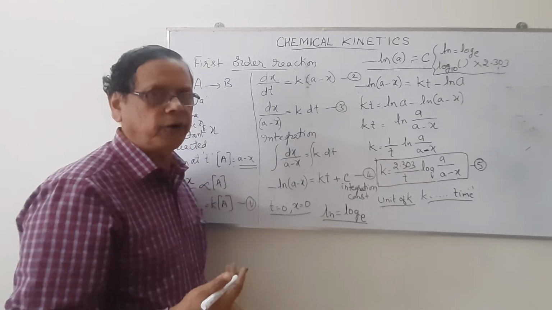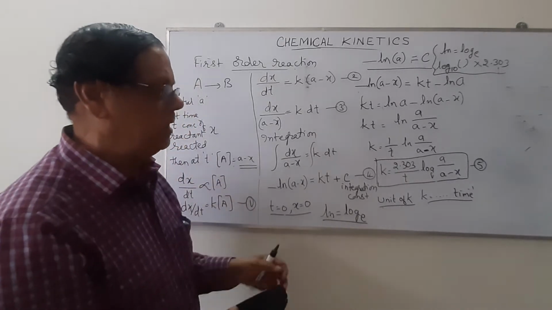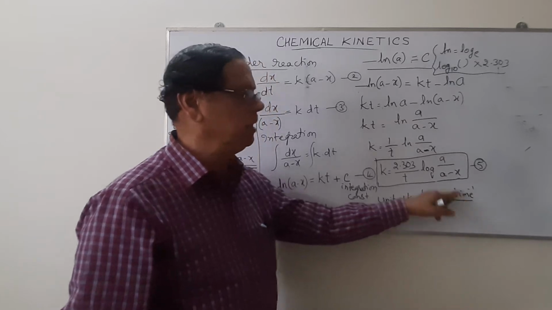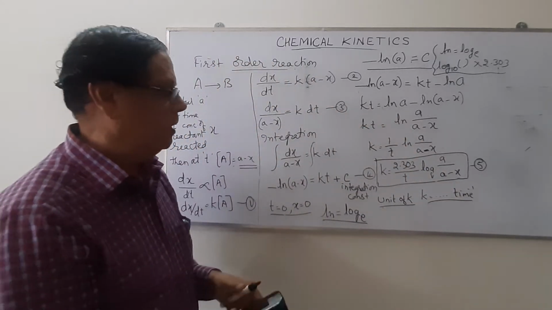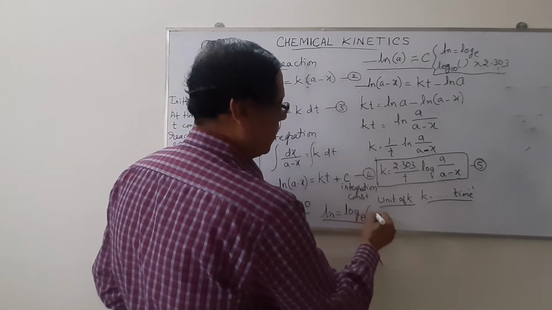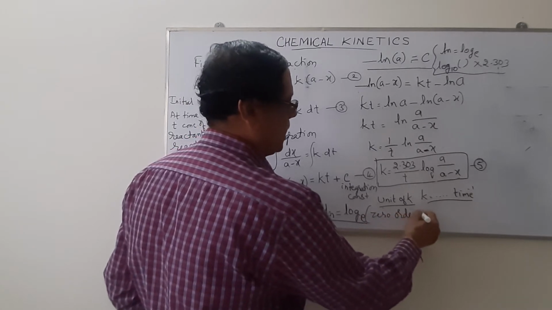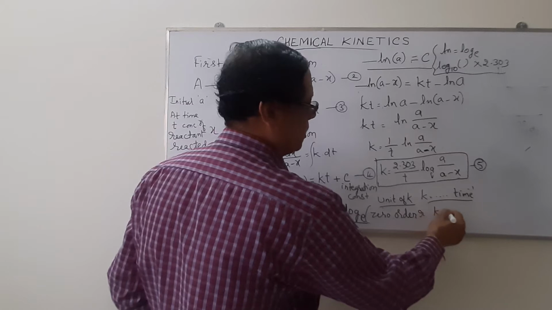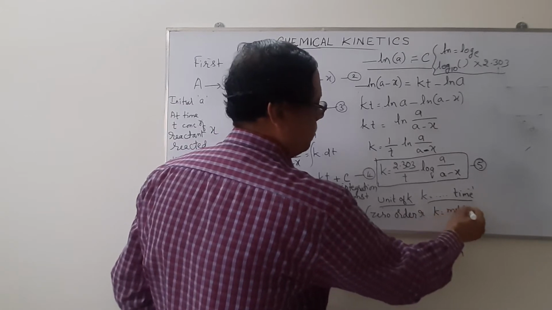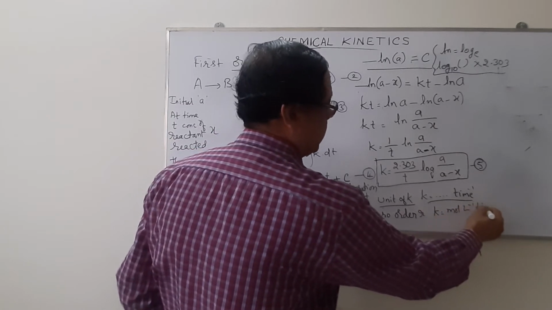We have to use one piece of information here. When k is expressed as per unit time, it is a first order reaction. Just recall, for a zero order reaction, k is expressed in terms of mole per liter per unit time.